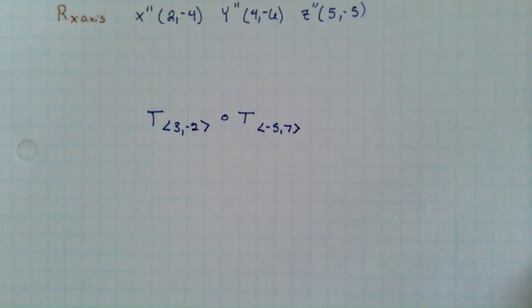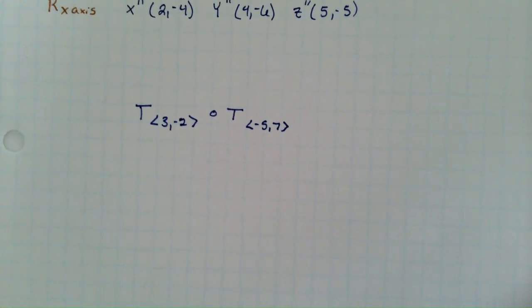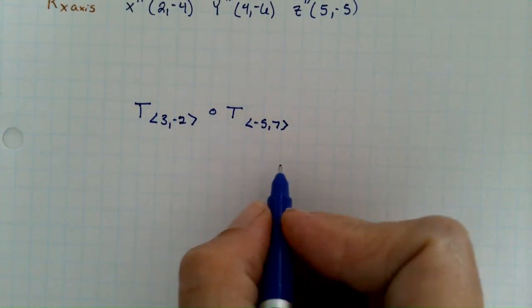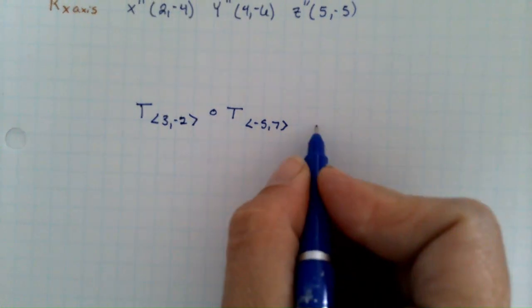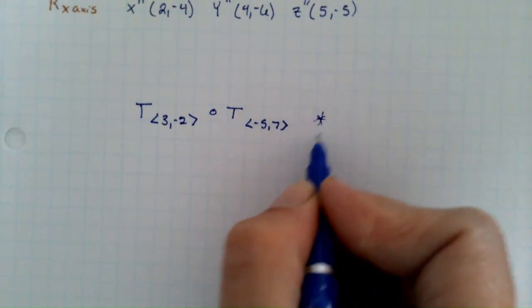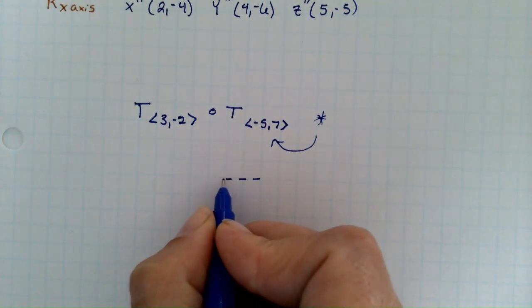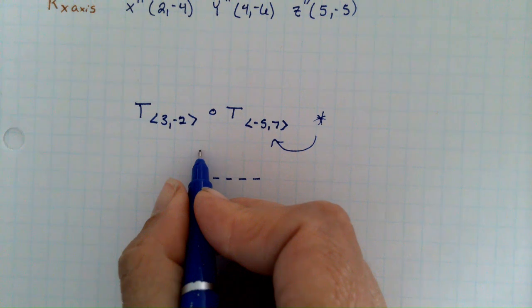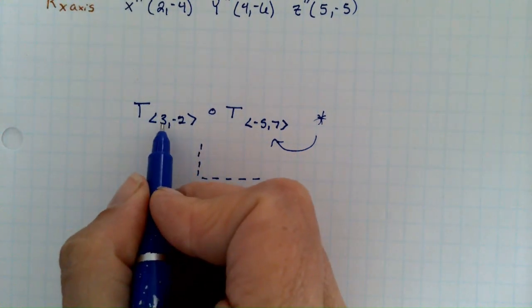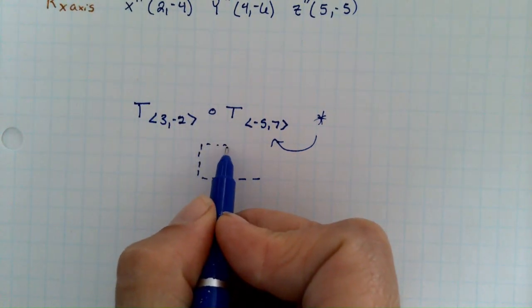And they've given us 2 different steps. So the first person wants us to go, so when we start doing this, remember we start at the end and work our way back, right? So we have to go left 5, up 7. Then after we do that, we have to go right 3, down 2.